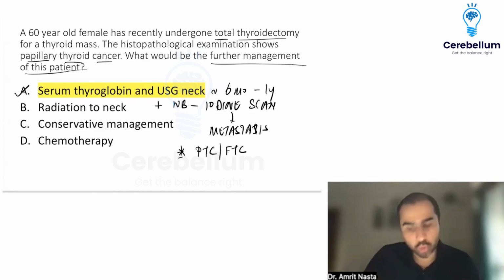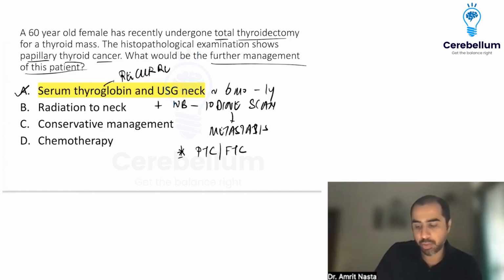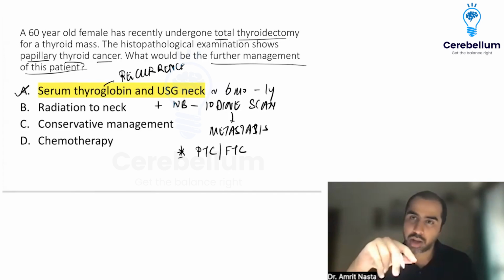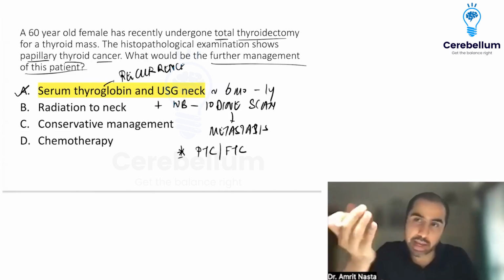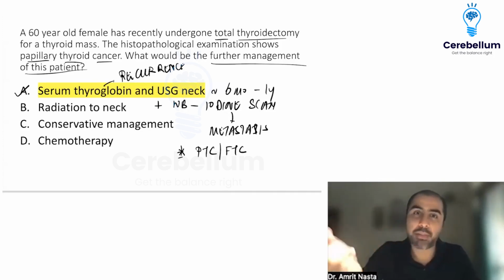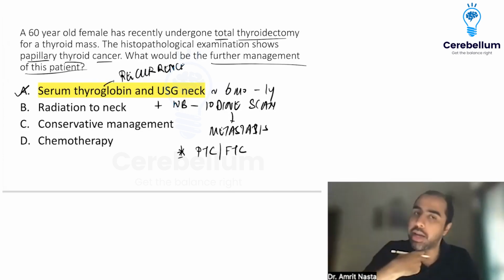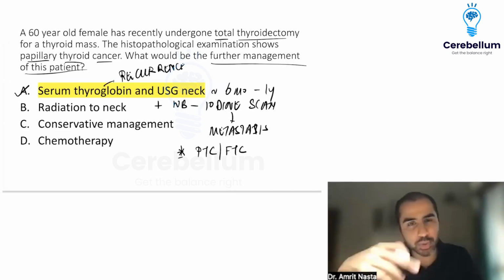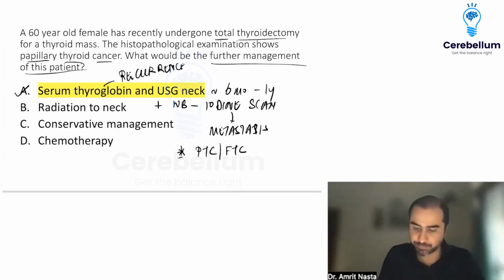What is the use of option A? This will tell me about recurrence. So after removing the tumor, thyroglobulin should become 0. If after 6 months, 1 year, 2 years, thyroglobulin starts increasing, in that case I will get an idea that maybe he is having recurrence. The tumor is coming back. It can come back anywhere. It can come back in the neck, or there can be metastasis. So it will tell me about metastasis.